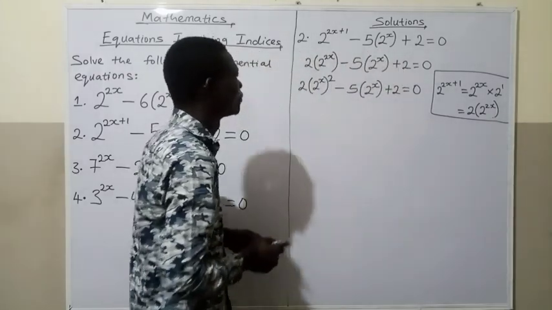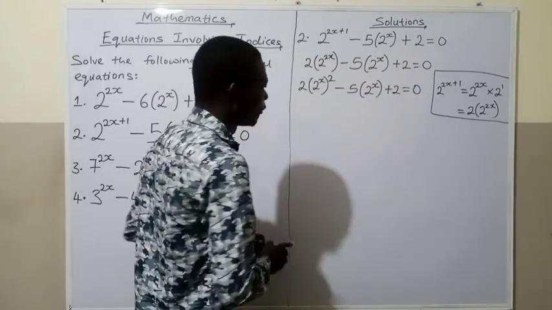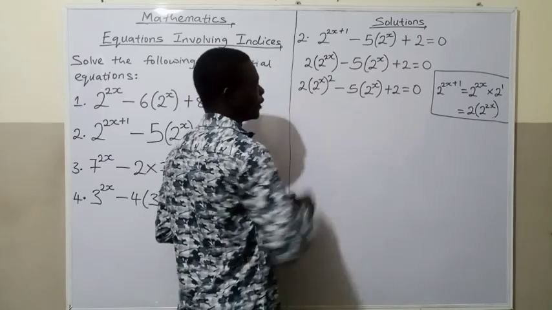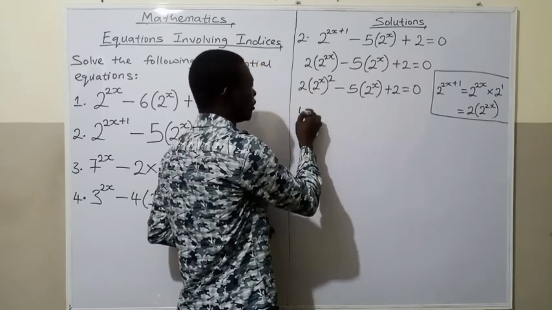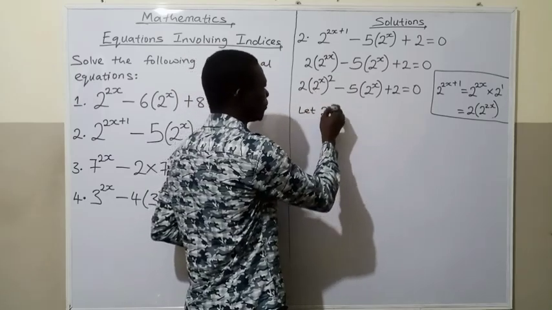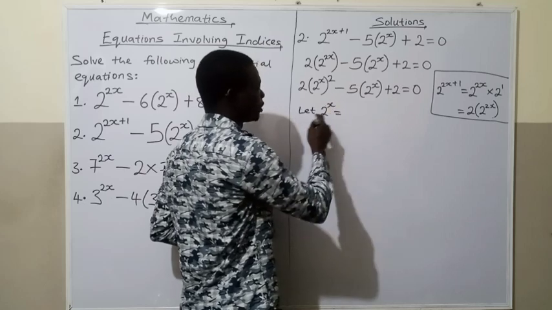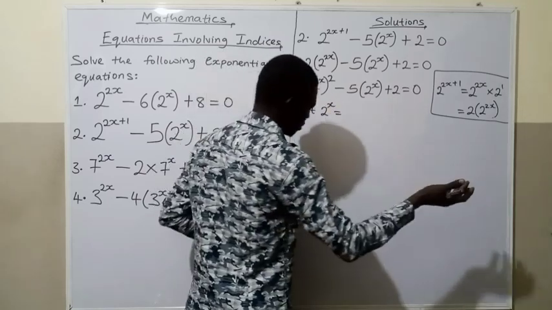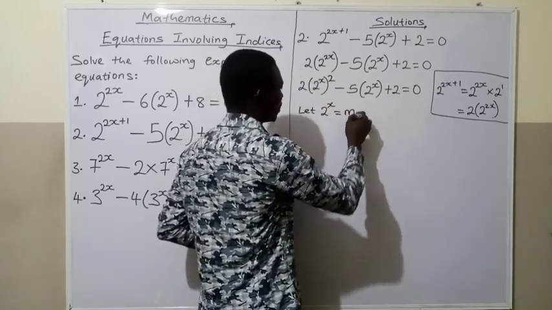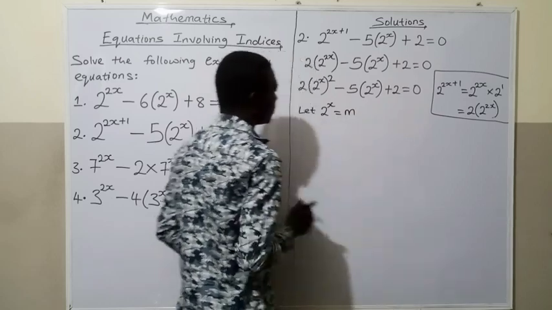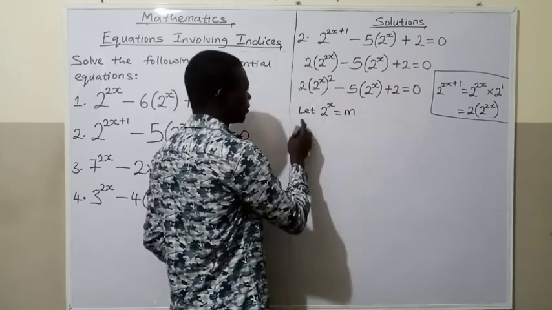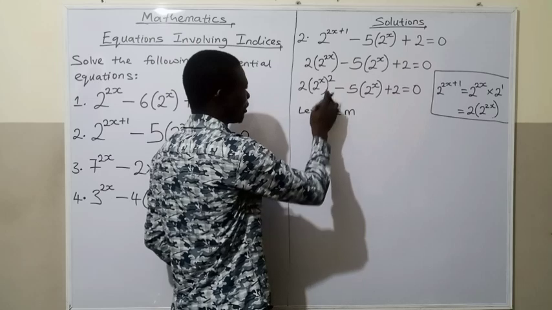Now, what do we do? As before, we are going to let a variable, to say let 2 raised to power x to be any variable of our choice, either m or as the case may be. So I choose to use m again. So we let 2 raised to power x to be equals to m. Wherever we see 2 raised to power x, we'll be putting m.